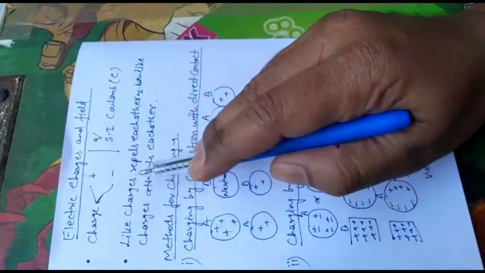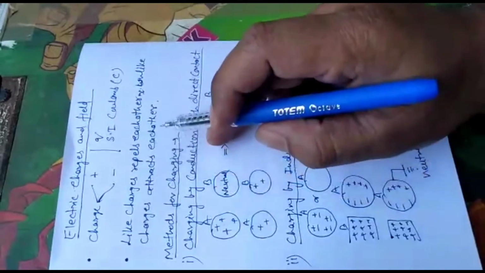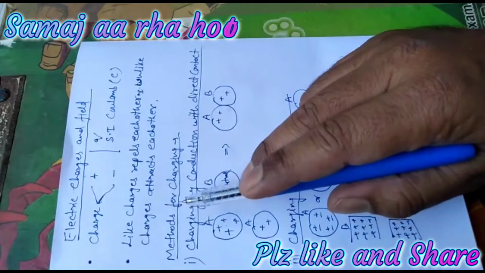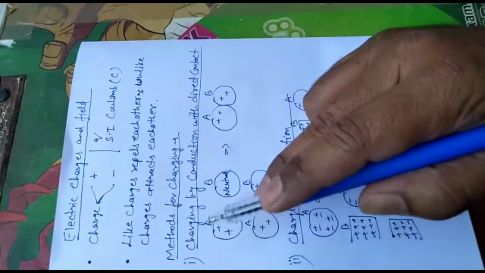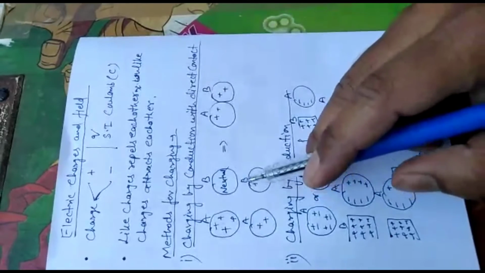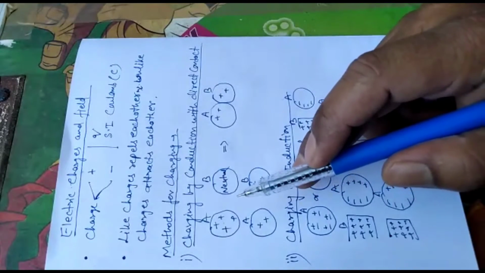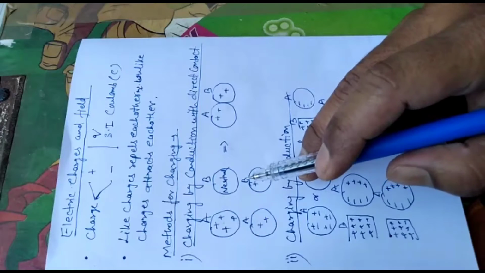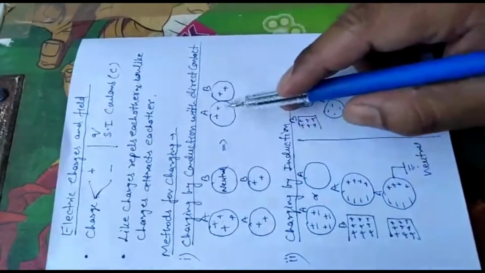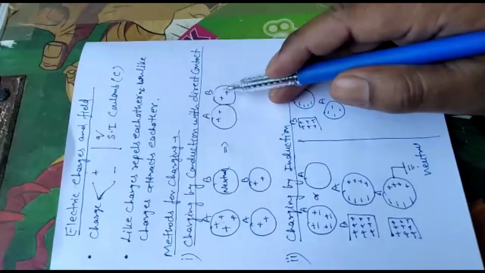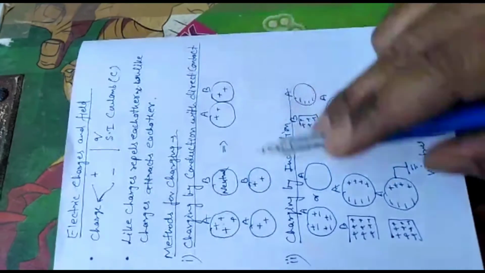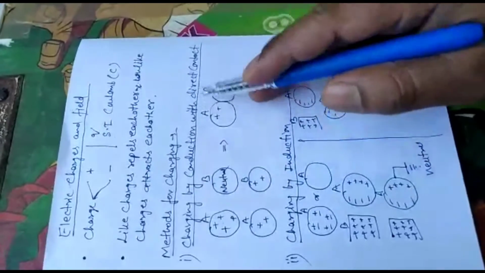The second one, like charges repel each other and unlike charges attract each other. We know that. Now, methods for generation of charge. First method, charging by conduction with direct contact. If we take two bodies of same size and material, in which body A is charged whereas body B is neutral, and if we make a contact of body A and body B, we are seeing here that some of the charge transfers from A to B. This is known as charging by conduction with direct contact.